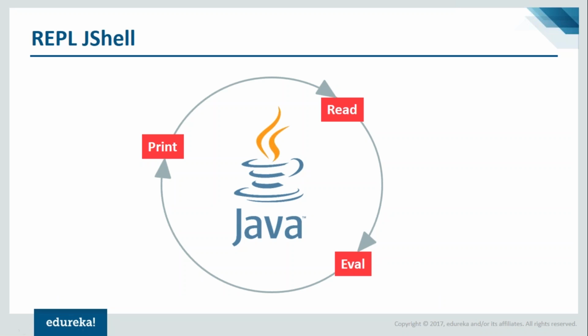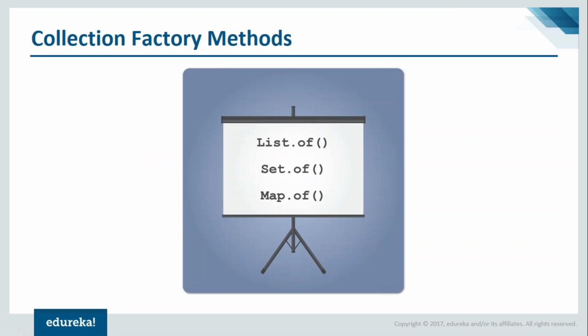Moving on to the next interesting factor about Java 9, the collection factory methods. Java 9 has added new static factory methods on the List, Set, and Map interfaces. This makes it quite easy for you to create immutable instances of these collections. The List.of function can be used to create an immutable list, and the same goes for sets and maps: you can use Set.of for creating immutable sets and Map.of for creating immutable maps.